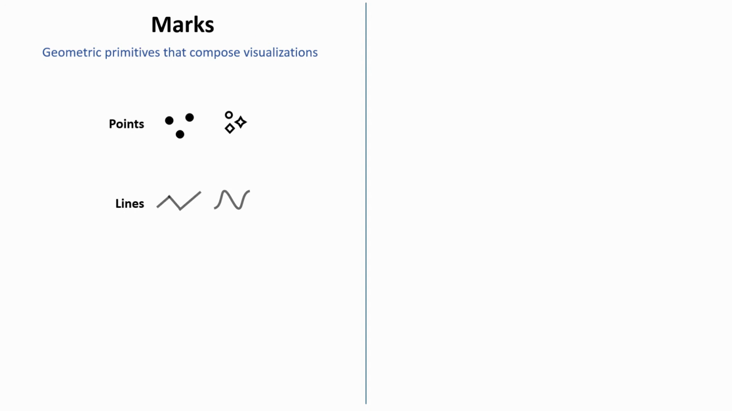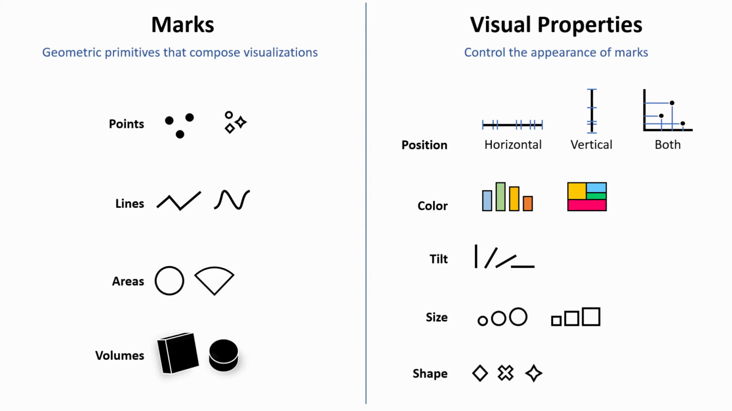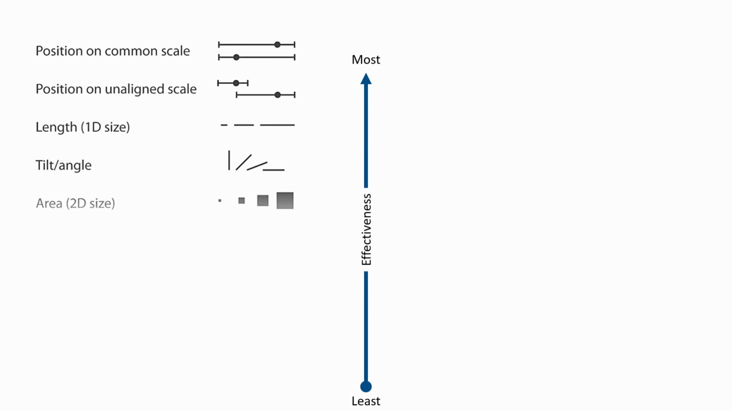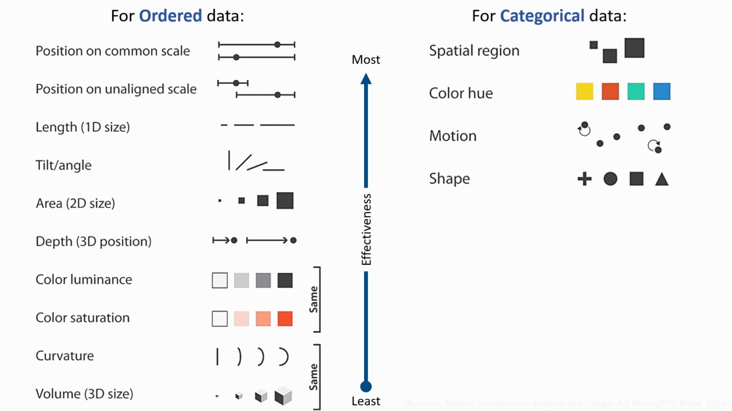So in summary, marks are the geometric primitives that compose a visualization, and can be points, lines, areas, or even volumes. We use the visual properties of marks to control their appearance, such as position, color, tilt, size, shape, and others. One important thing to notice is that there are visual properties that are best suited to encode specific types of data. For example, among others, positions, lengths, and tilts are better to encode ordered data, while a special region, color, hue, motion, and shape are better to encode categorical data.